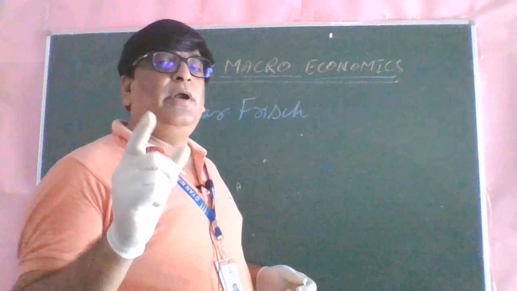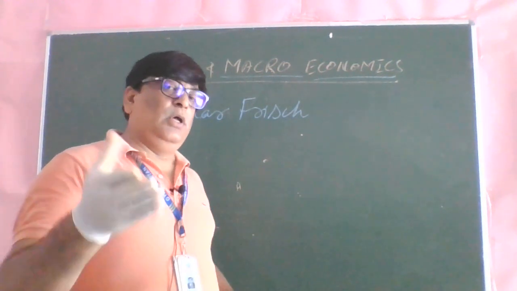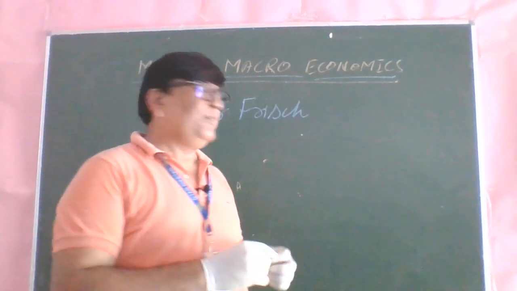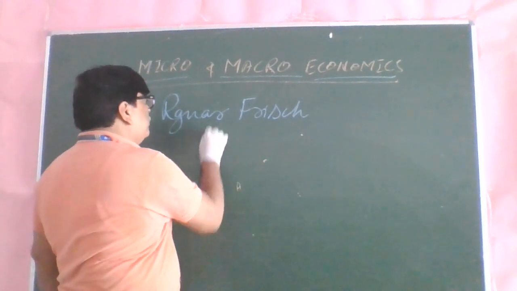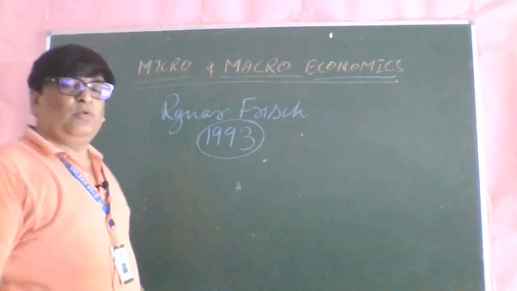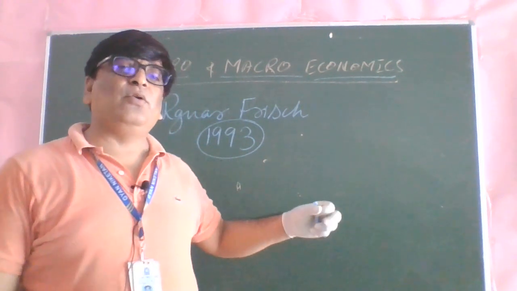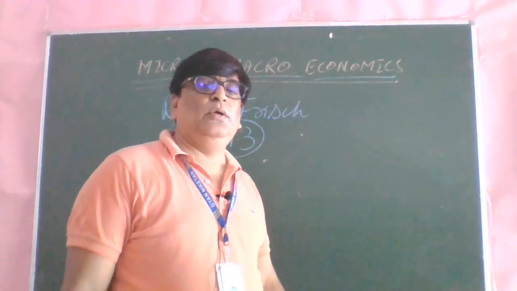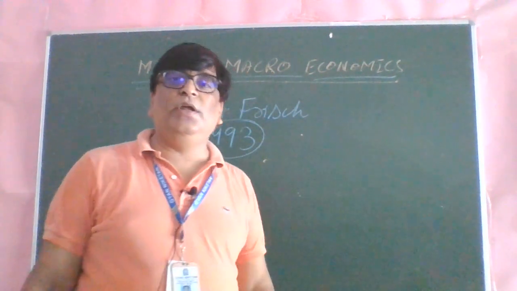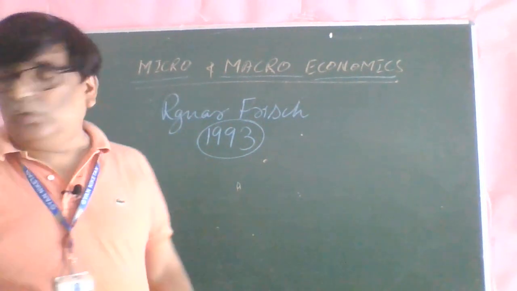For the first time Ragnar Frisch, a Norwegian economist, used this term micro and macro. This may be a multiple choice question for board examination, for competition also. In which year did he use it? In the year 1933. So for the first time in that year, Ragnar Frisch used this term macro and micro economics.